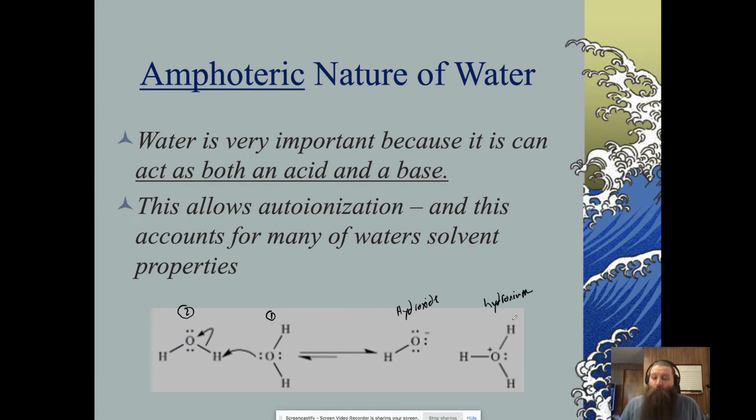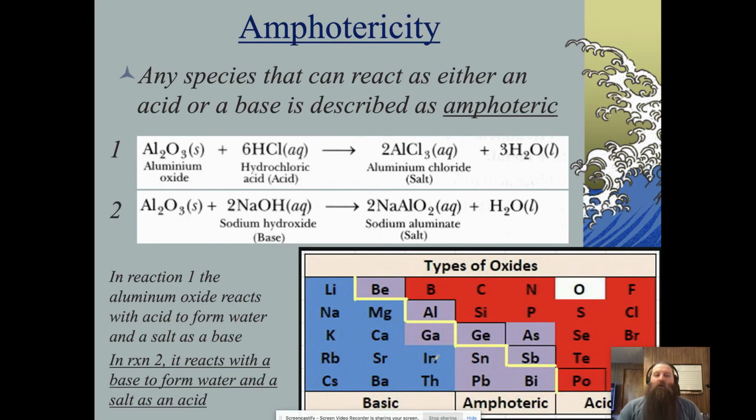So since water makes hydronium in solution, we can say that water is an Arrhenius acid. And since it makes hydroxide in solution, we can say it is an Arrhenius base. And if something can act as both an acid and a base, then we call it amphoteric. Now, there's a lot of different compounds that can be amphoteric.